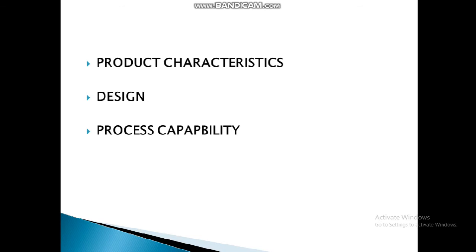Next we are going to see about the product characteristics, design, and process capability. The first key to managing for quality is being aware of the need to improve. The second is selecting improvement techniques. Understanding the product characteristics, the product design and process capability helps in awareness of quality issues in operations.